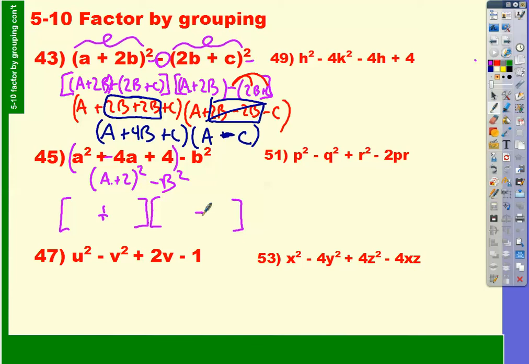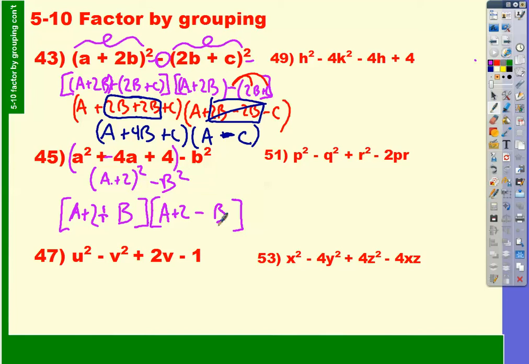So what is the square root of a plus 2 squared? Well, it's just a plus 2. Plus, what is the square root of b squared? b. On the other one, we have a plus 2 and b. Now, can I combine any of these terms? No. So there's my answer. I'm done. 47, we have another bunch of grouping to do.